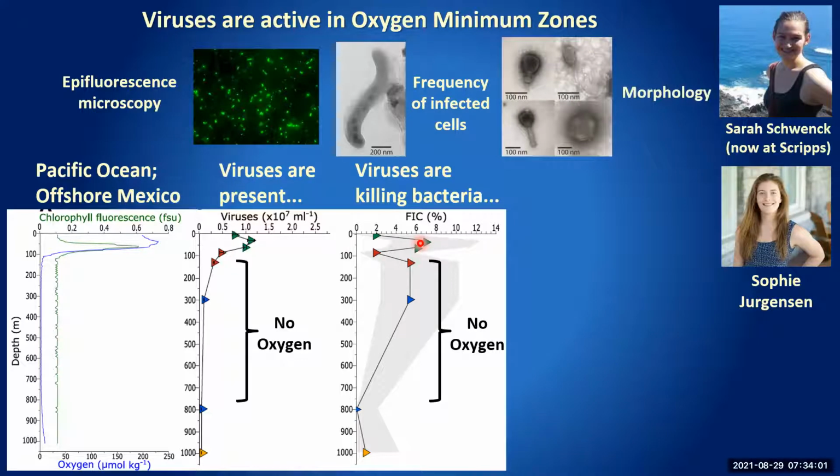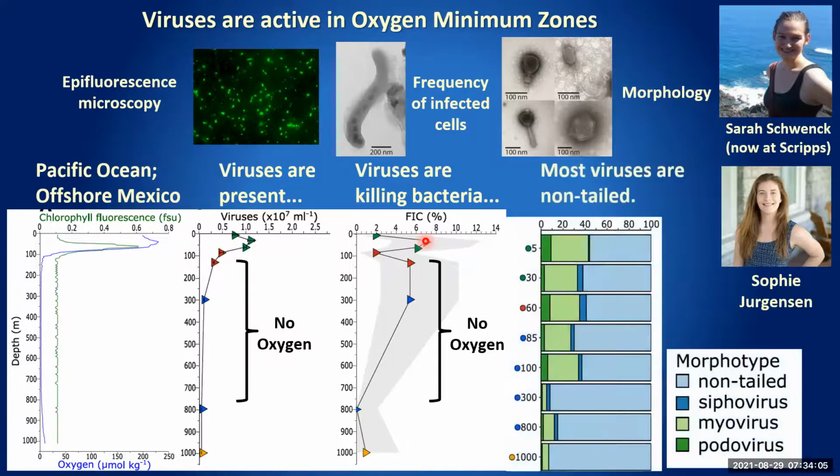Finally, we get to morphology. We can look at the types of viruses that are found there, and we see that most of these viruses are non-tailed. Here I'm showing you samples from various different depths that we collected. Most of the viruses we see are these light blue bars, which are non-tailed viruses that have no tails. They increase when we get to the anoxic region. It's primarily dominated by non-tailed viruses.